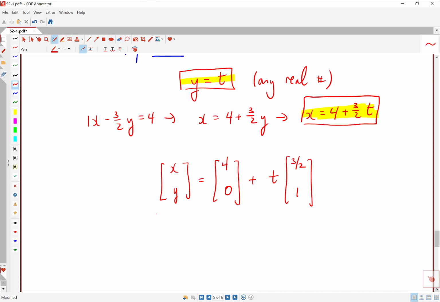So the most important takeaway here is that the system has infinitely many solutions. For any real number t, you can plug t in and get one specific combination of x and y values that work. And as you range over all the possible t values, you're tracing out all the different points x, y that solve that system.